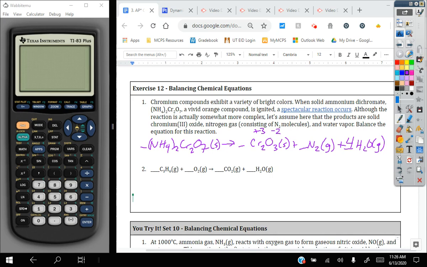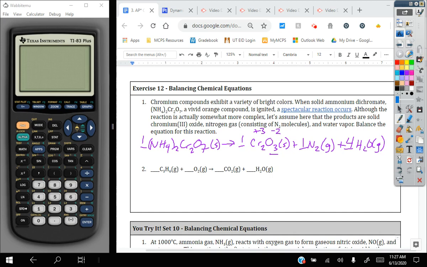And then with oxygen, I have 7 on the left, and then I have 3 here, plus, now that I've put a 4 in the blank next to water, 4 times 1 is 4. So I have 3 plus 4, which tells me I have 7 oxygen. Since I have 7 oxygen on both sides, I am now balanced. Now you can either leave it blank or you can put a 1 in the blank. I always recommend just putting a 1 in the blank. And the balance for this reaction is 1, 1, 1, 4.